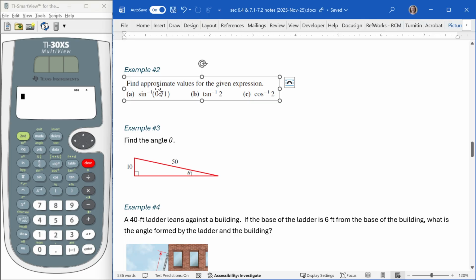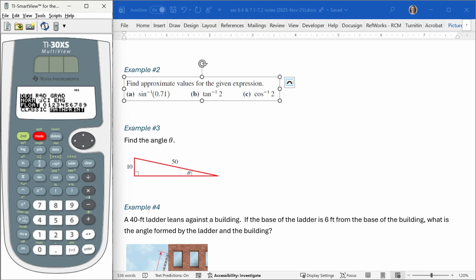Now the example doesn't tell me what form to put my answer in, but I'm going to default to radians when I don't know. So let me find the right mode here. I think it's this button, mode. And then I'm going to use my arrow key to go to rad and then hit enter. There's also a thing called grad, which I have never used in my whole life. So, all right, and now I'm going to clear. Yeah, so now you can see rad means I'm in radians.